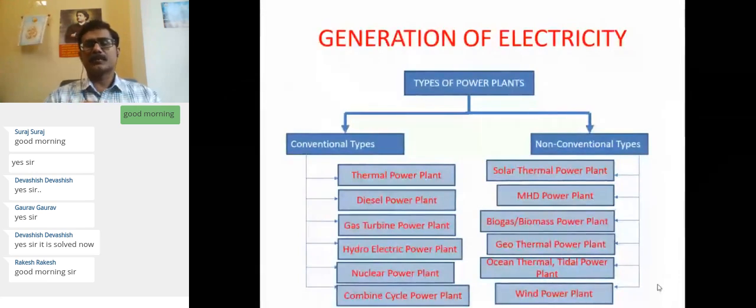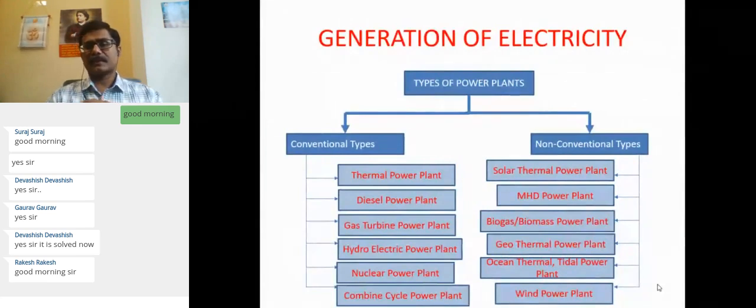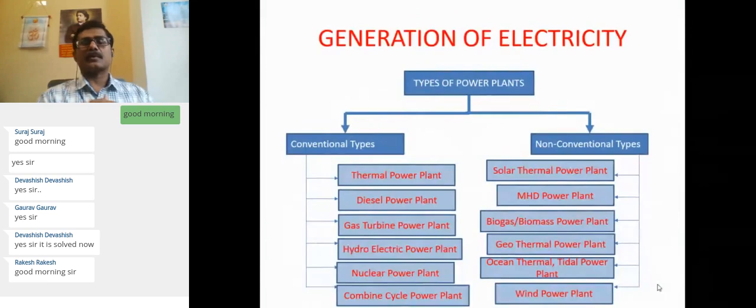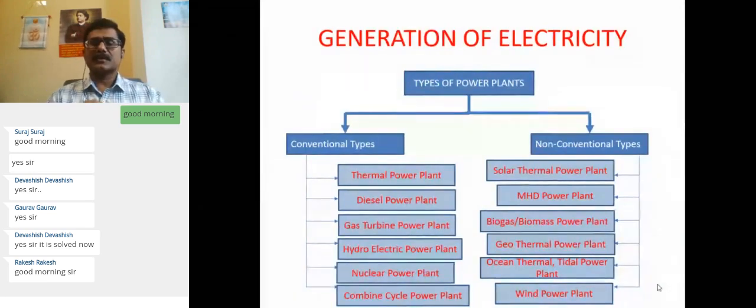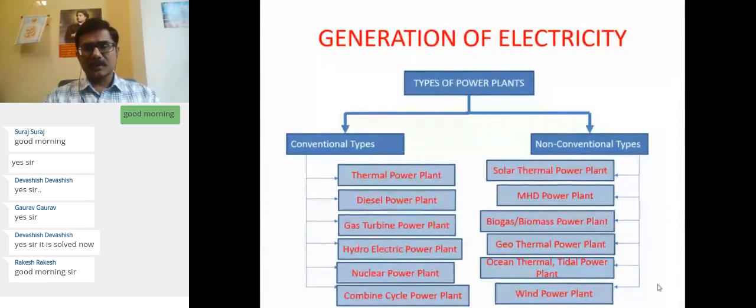The most preferred configuration or arrangement for the combined cycle power plant is nothing but the combination of the gas turbine power plant and thermal power plant. So the exhaust gases leaving the gas turbine power plant may be used for the operation of the thermal power plant to generate steam from water. Okay, so that way we can have the list for the conventional types of power plants.